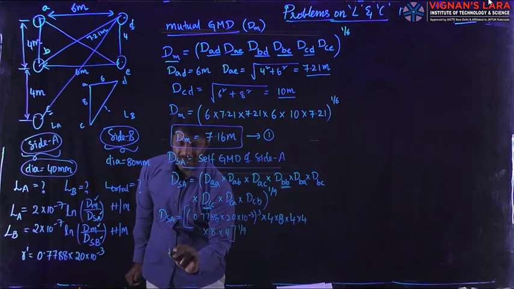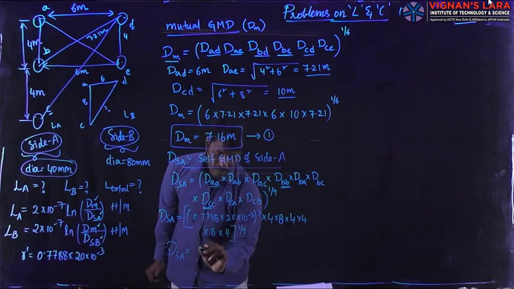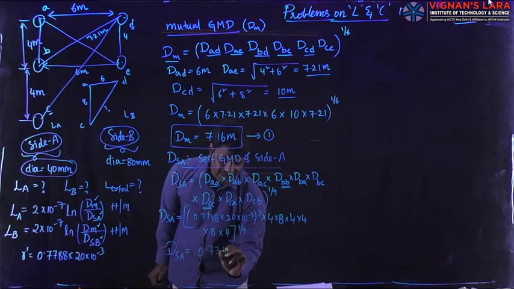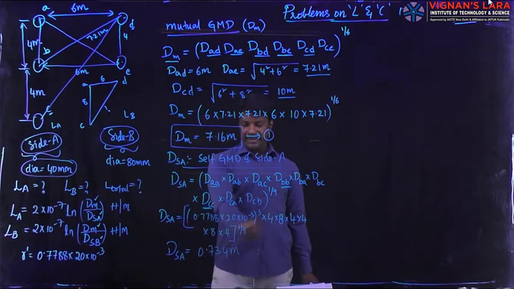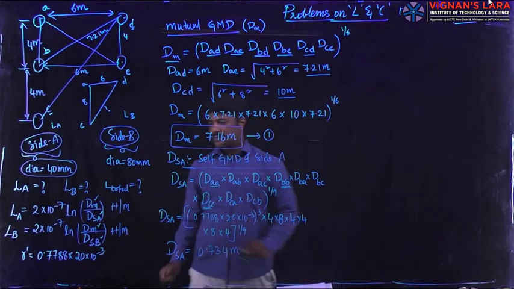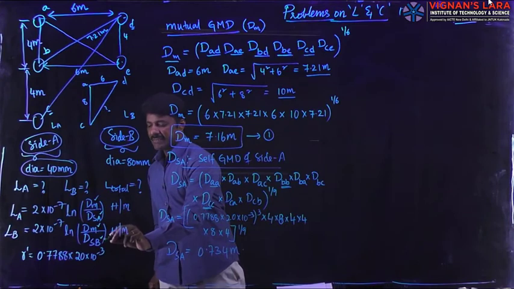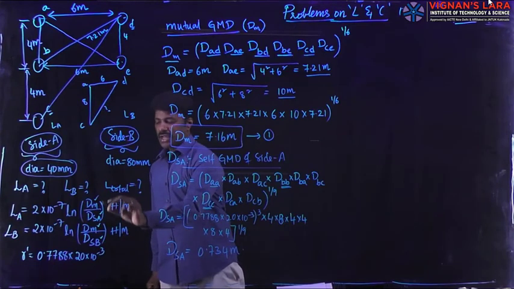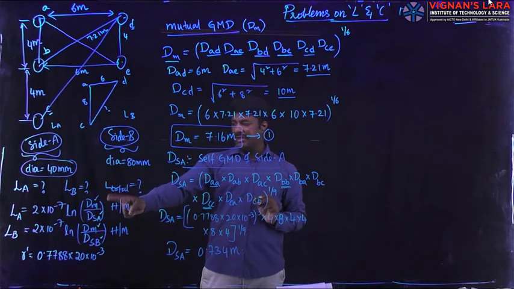This gives us the value of the self GMD of side A as 0.734 meters. On observing in the calculator, you will get all this value as 0.734 meters. So we got the value of DSA. Next step, I will calculate DSB. Once all these values are obtained with us, directly I will go for the calculation of LA and LB.